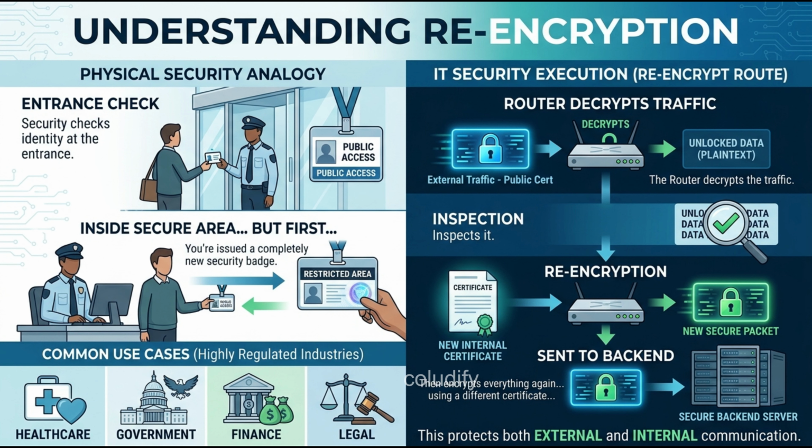Re-encrypt route. Now imagine you're entering a government building. Security checks your identity at the entrance. But before entering the secure area, you're issued a completely new security badge. That's re-encrypt. The router decrypts the traffic, inspects it, then encrypts everything again using a different certificate before sending it to the backend. This protects both external and internal communication. Healthcare, government, and highly regulated industries commonly use this approach.